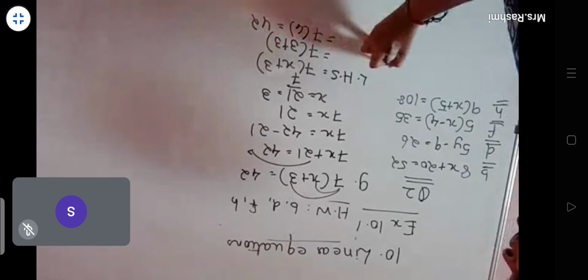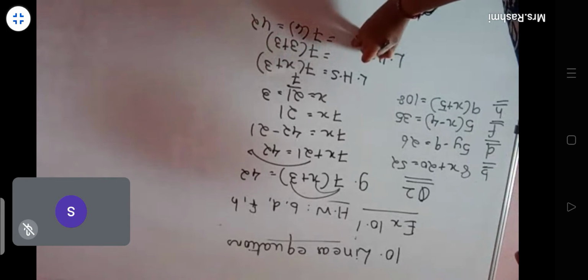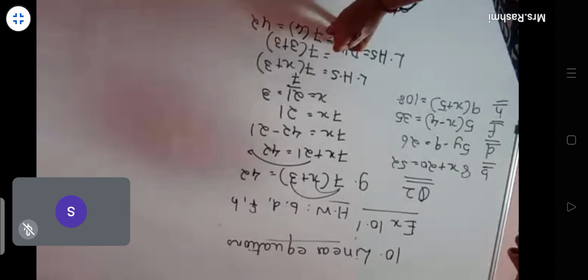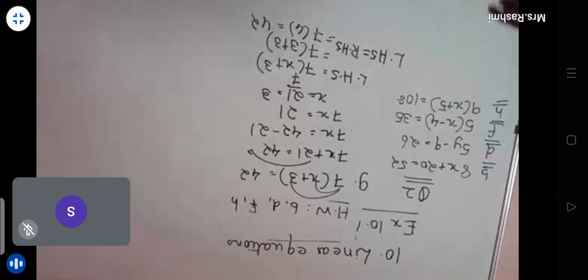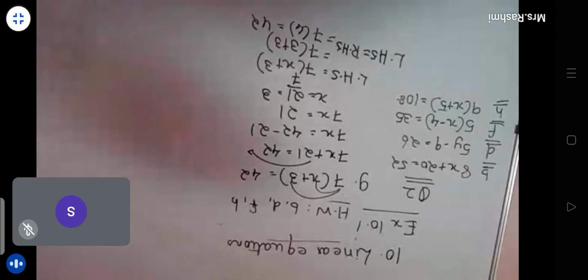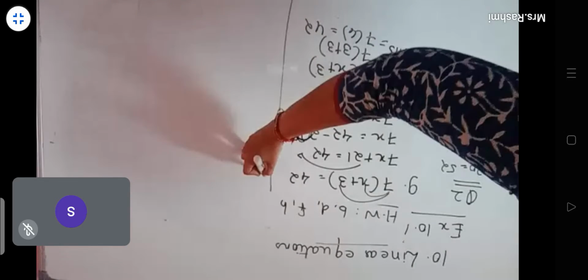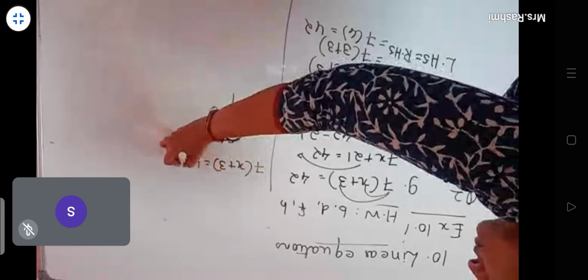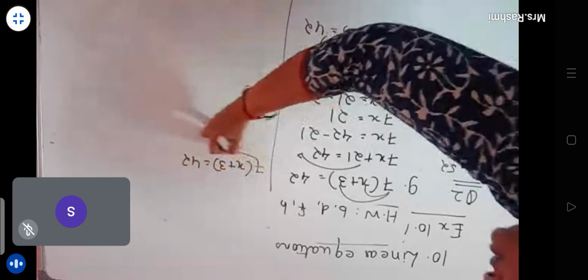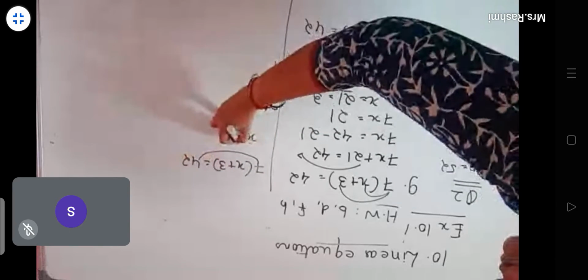42, 40. So we get LHS is equal to RHS. Now the second method that these students are saying, I will just solve it also. Ma'am, my method is correct.